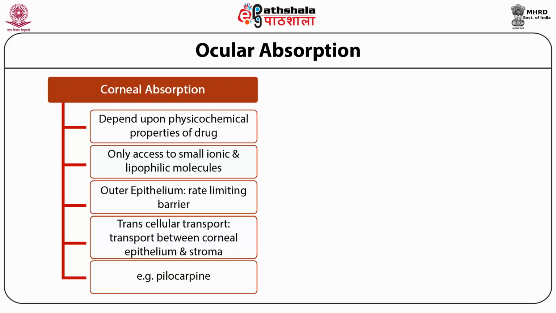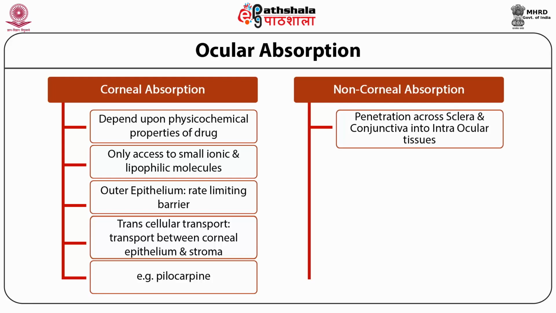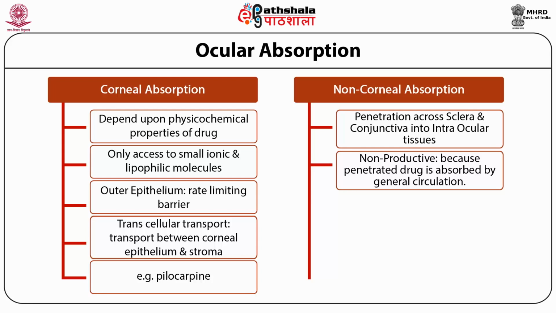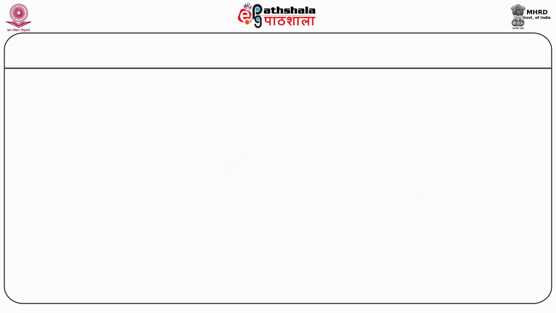On the other hand, non-corneal absorption is usually defined as the penetration across the sclera and conjunctiva into the intraocular tissues. It is usually non-productive because the penetrated drug is absorbed by the general circulation. It is usually a minor pathway for absorption, and it is important for drugs which inherently have low corneal permeability. A typical example of such absorption is inulin.